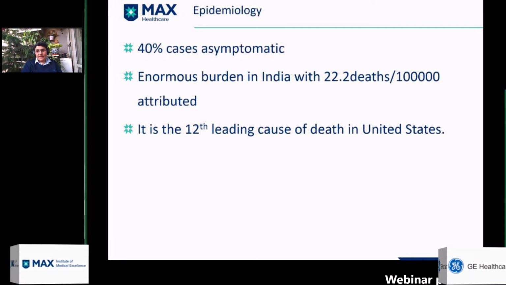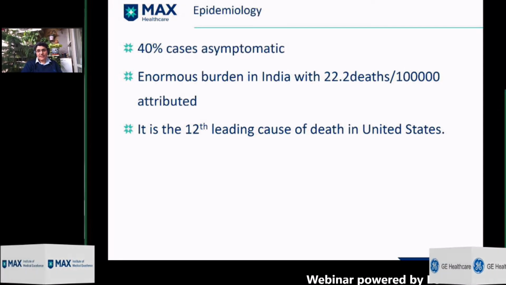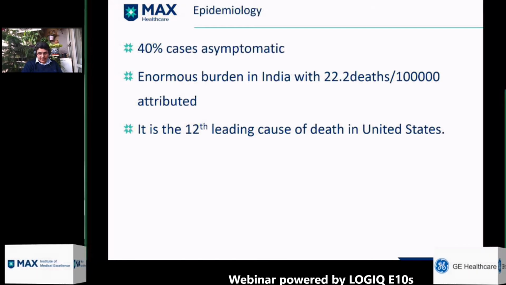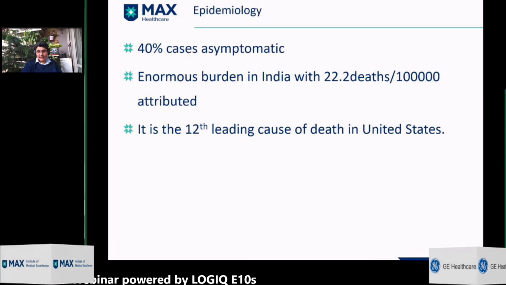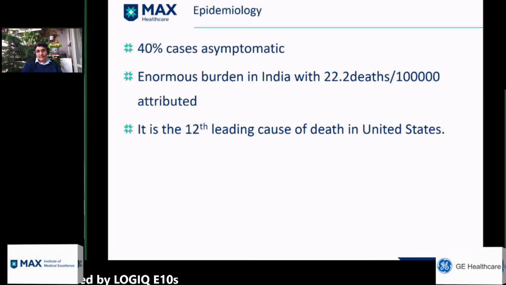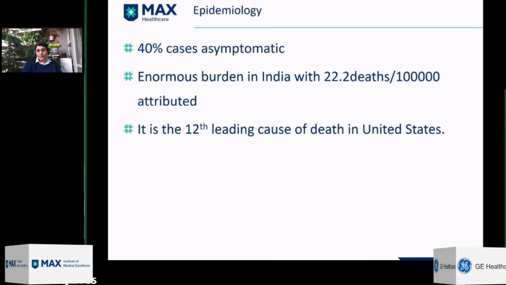A lot of patients are asymptomatic. As high as 40% of patients are asymptomatic. But remember, cirrhosis is a killer. It's the 12th leading cause of death in the US. And even in India, out of 100,000 deaths, 22.2 can be attributed to cirrhosis.